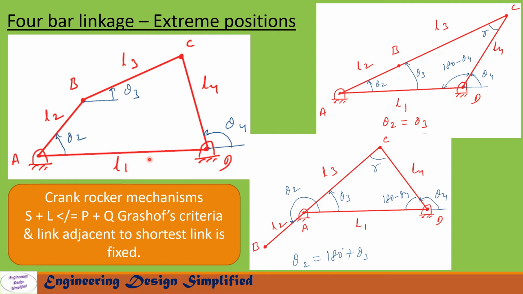So in this crank rocker mechanism, two extreme positions will occur. The first extreme position will occur when L2 and L3 are in line as shown in figure. In this position, theta 4 is theta 4 minimum, and this is one extreme position. Another extreme position will occur when L2 and L3 are in line, but L2 is turned to this angle as shown in figure. So in this position, theta 4 is theta 4 maximum.